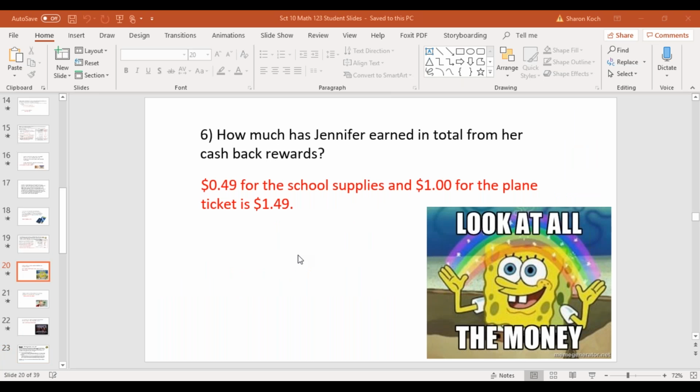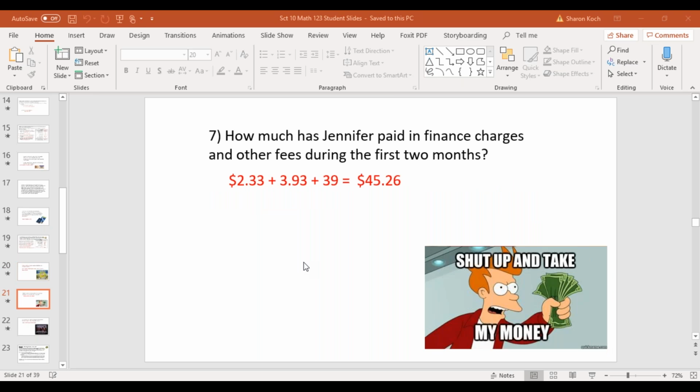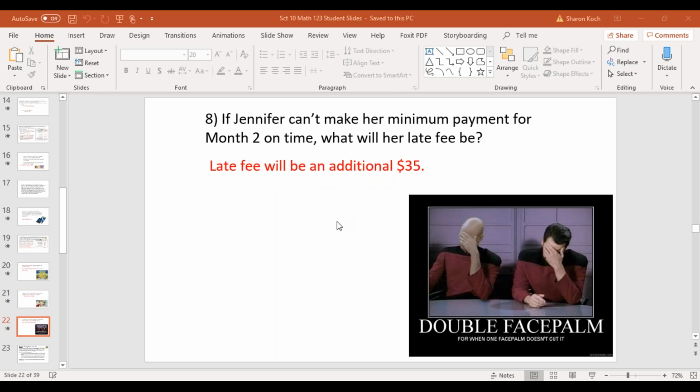Okay, how much has she earned in cashback rewards? Remember, she's only earned $1.49 in these cashback rewards, but she blew her credit. Now she's got the higher APR, and she also had that $39 finance charge. How much has she paid in finance charges and other fees? Ugh. So this has actually cost her $45.26. So that's why it's important to really watch those credit cards and those due dates and all that.